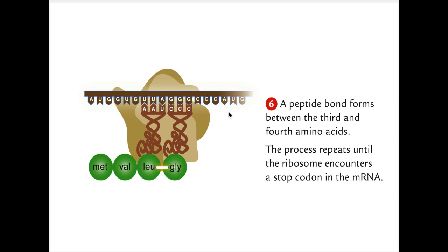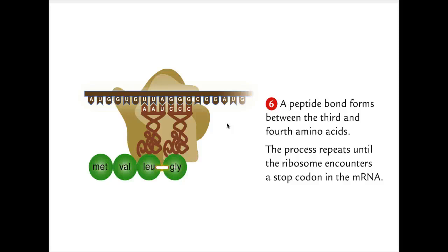That process, where it moves one at a time, is called translocation, until we reach the end of our messenger RNA or until we reach a stop codon. The end of the messenger RNA should have a stop codon, and you shouldn't really have a stop codon anywhere else within the messenger RNA. If you do, then you're truncating your polypeptide and you're making it shorter than it should be. And that could be problematic for the cell.